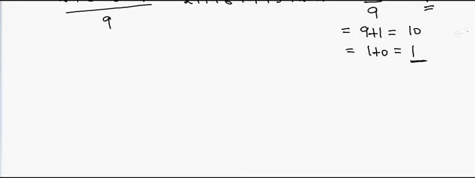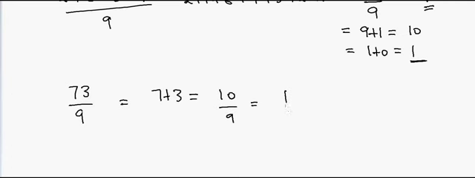Another example, a much easier one: if I have 73 and I want to divide by 9, we know that 7 plus 3 is equal to 10, and if I divide that by 9, my remainder will be equal to 1.